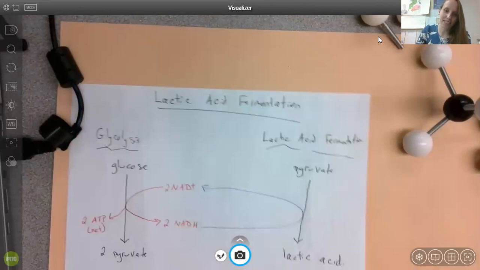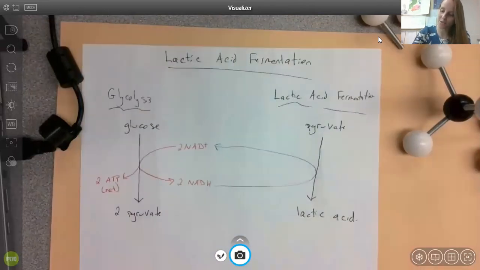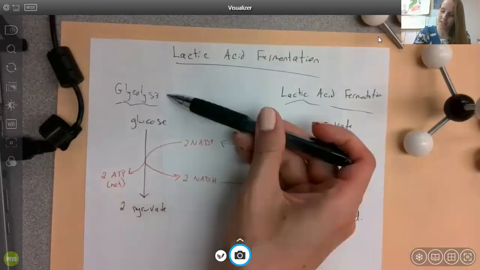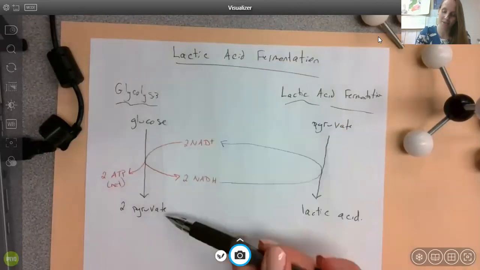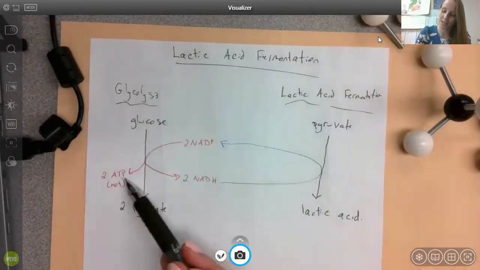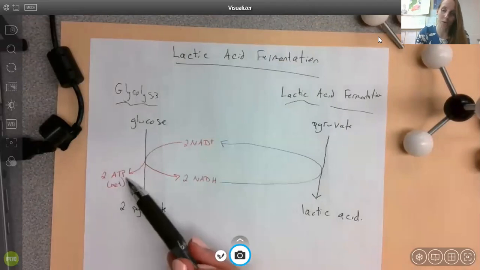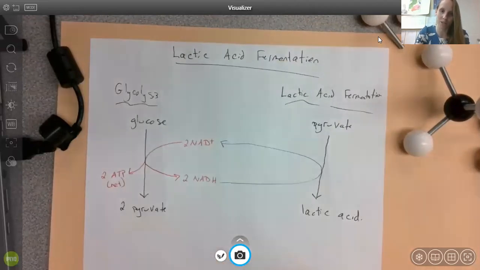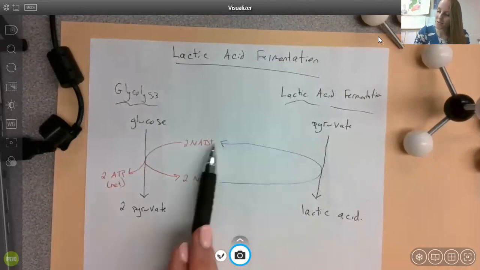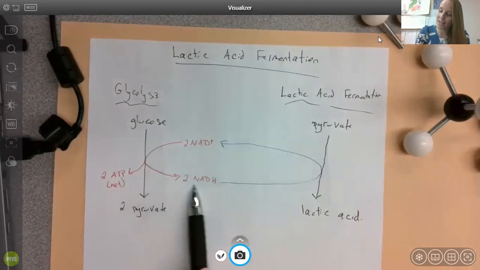Then we have the lactic acid fermentation, which also starts with glycolysis. Same thing, glucose turns into the 2 pyruvates. We get a net production of 2 ATP. That is the whole point of the glycolysis portion of fermentation. We also have the 2 NAD+, which are reduced to make the 2 NADH.